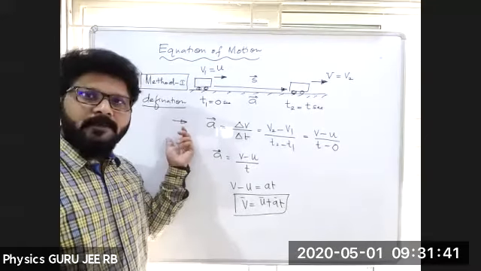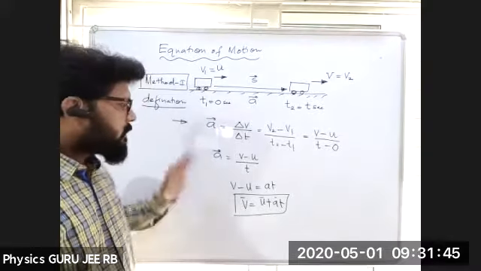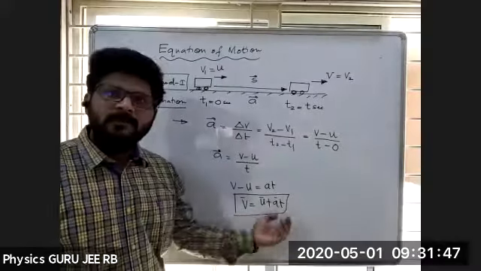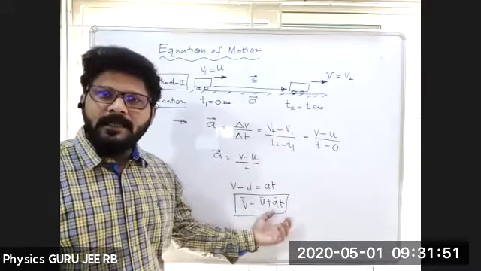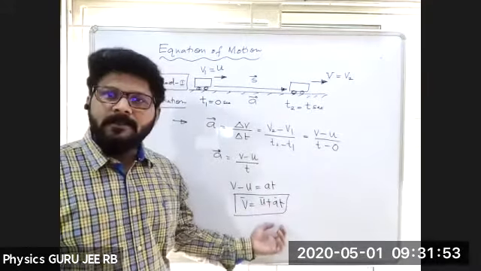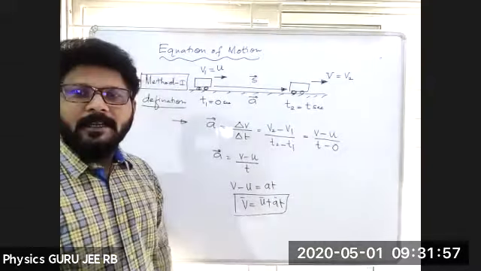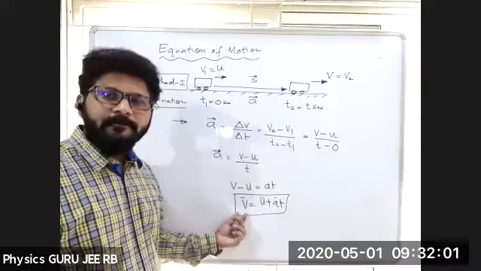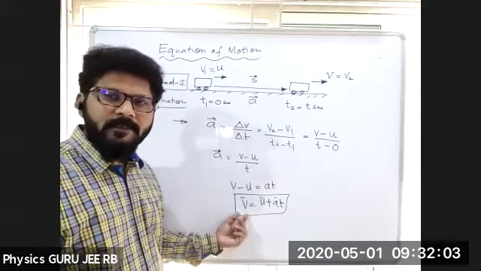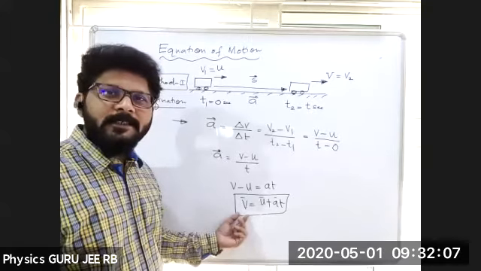With respect to definition method, we are doing equation of motion. First equation of motion, v is equal to u plus at. Most of them know v is equal to u plus at. You might have learned this in your lower classes. But what is this v called? Can anybody tell? In this equation, what is this v? Anybody? Final velocity, right?